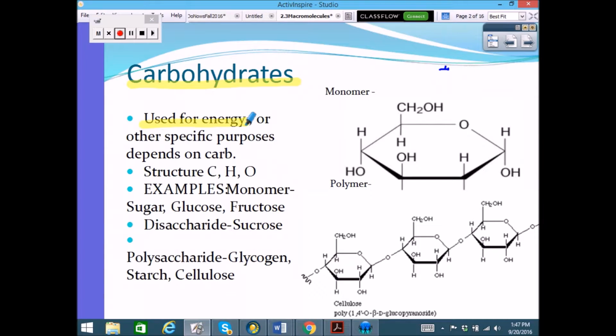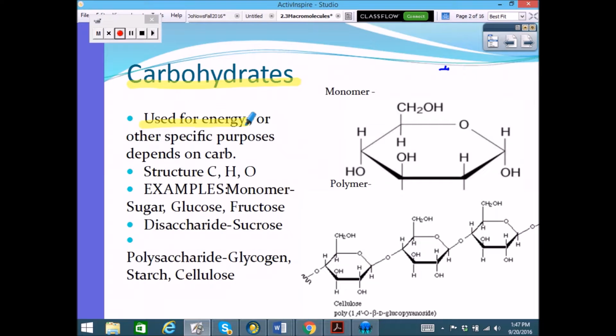Carbohydrates, simply put, are used for energy. That's how we store energy in our bodies, but even plants store energy using the carbohydrate form, which is simply sugar. Okay? Now, I'm not talking about carbohydrates like bread, because bread actually has carbs, it has fat, it has everything in it. I'm talking about the molecule of sugar.